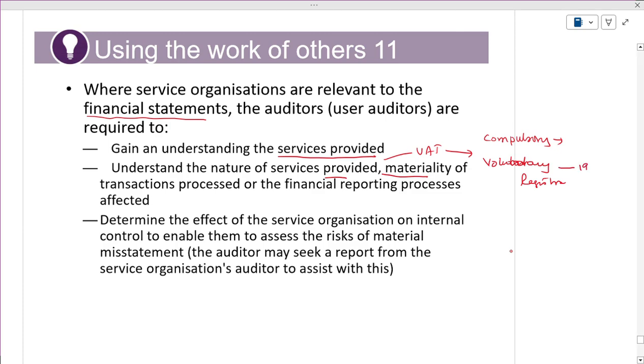Voluntary registration 19,200. Compulsory registration 38,500.